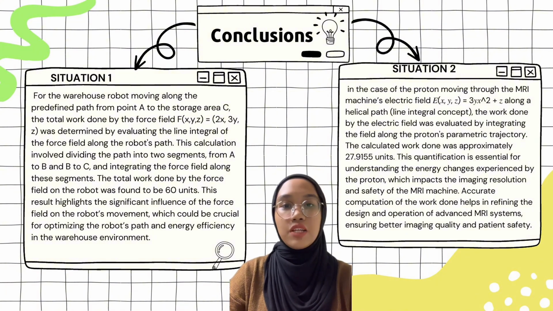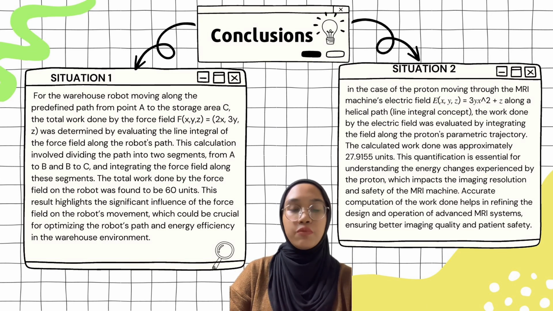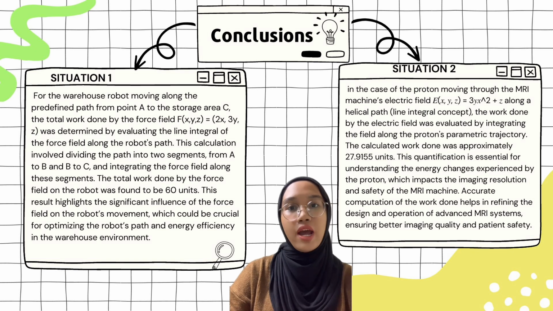This result highlights the significant influence of the force field on the robot's movement, which could be crucial for optimizing the robot's path and energy efficiency in the warehouse environment.